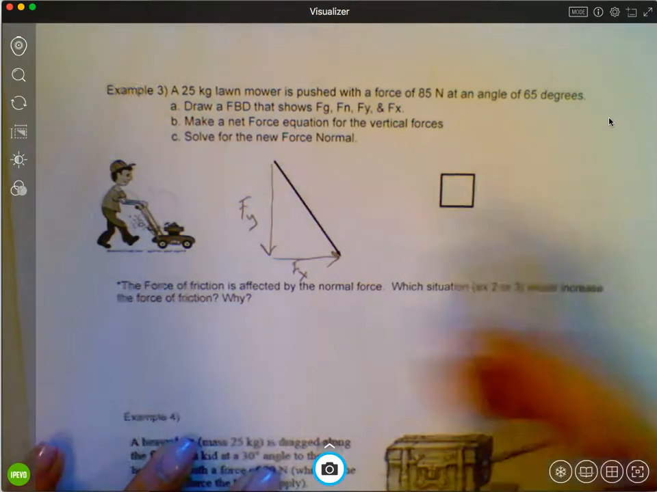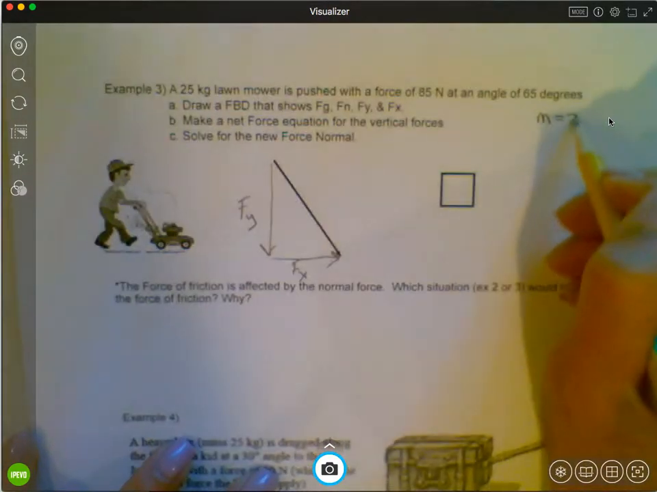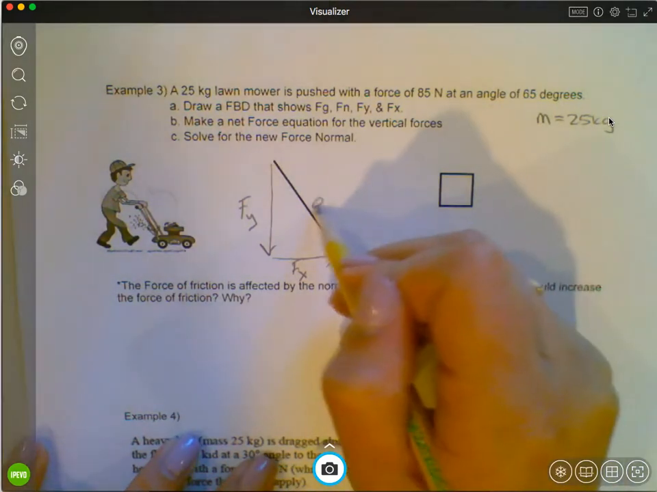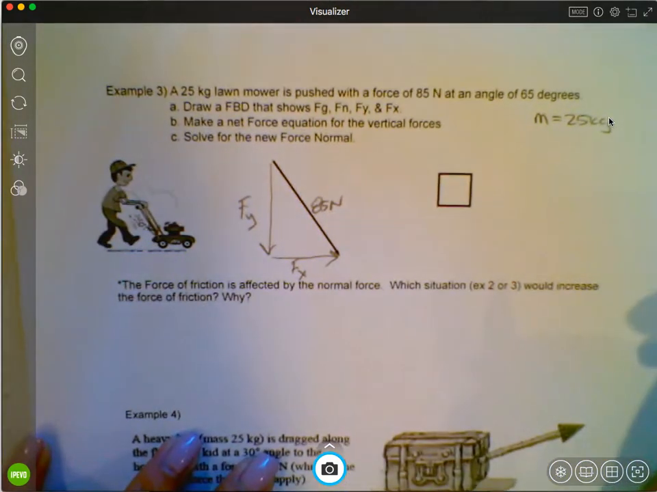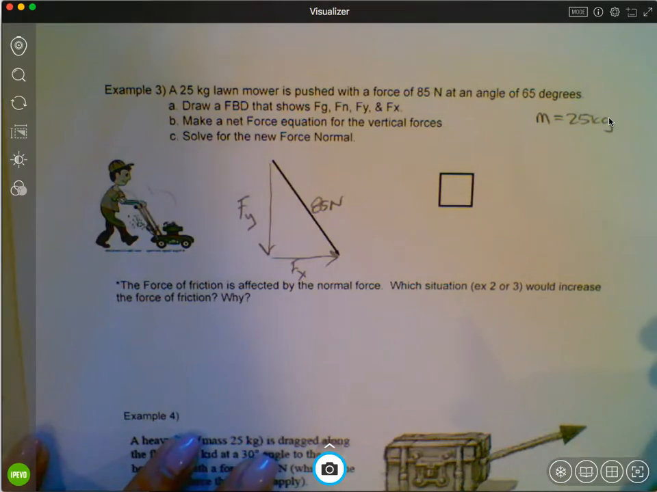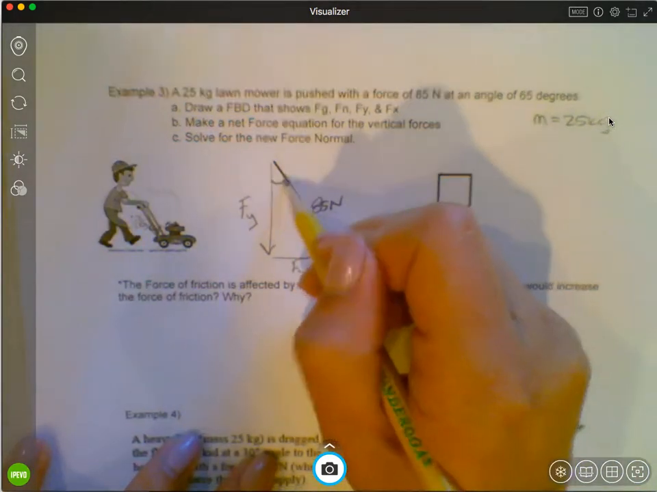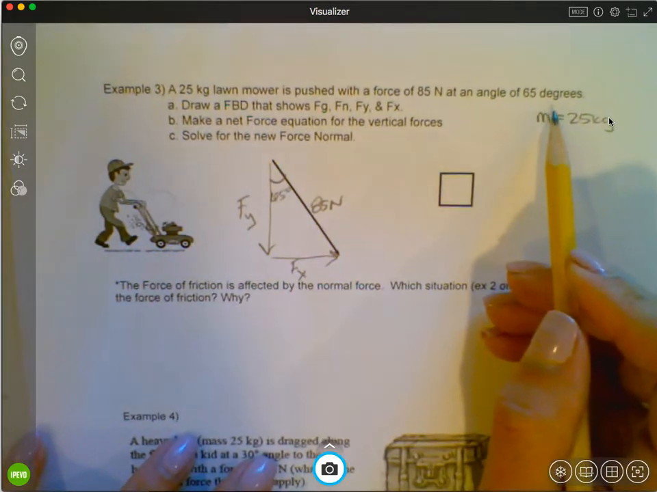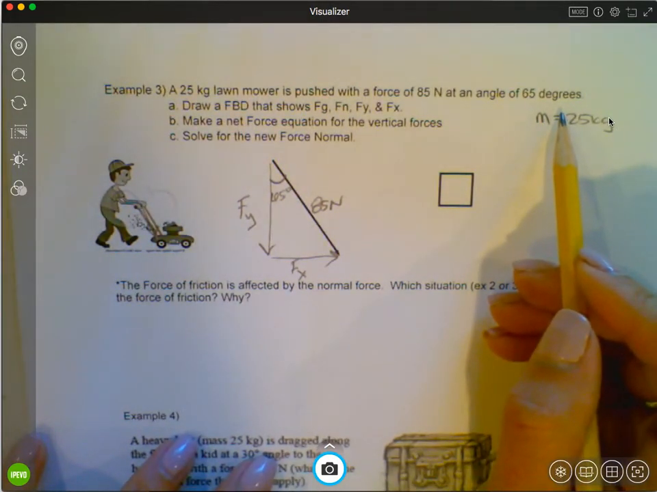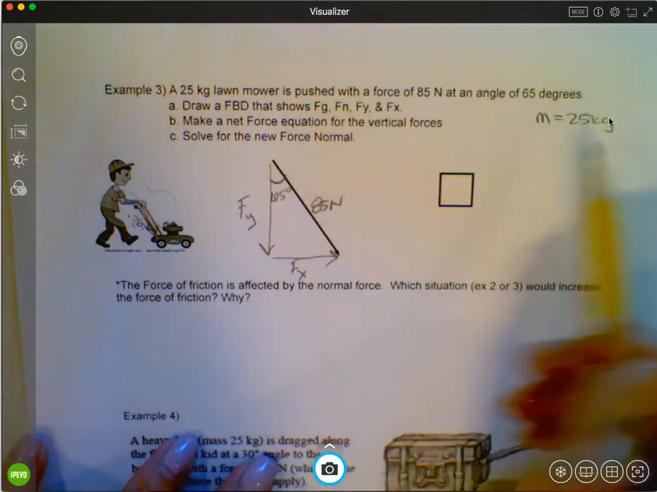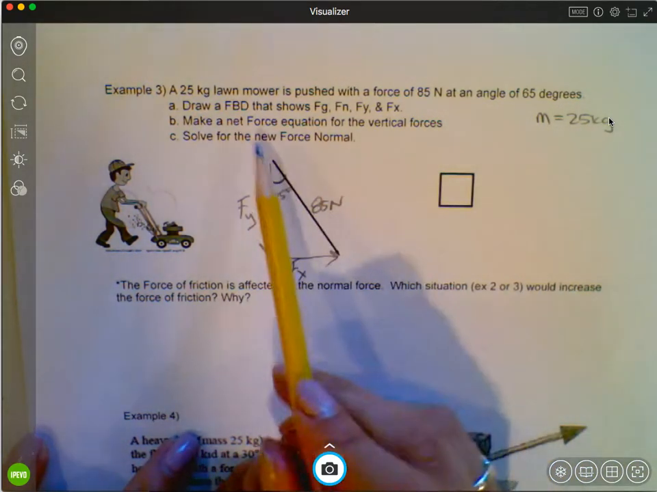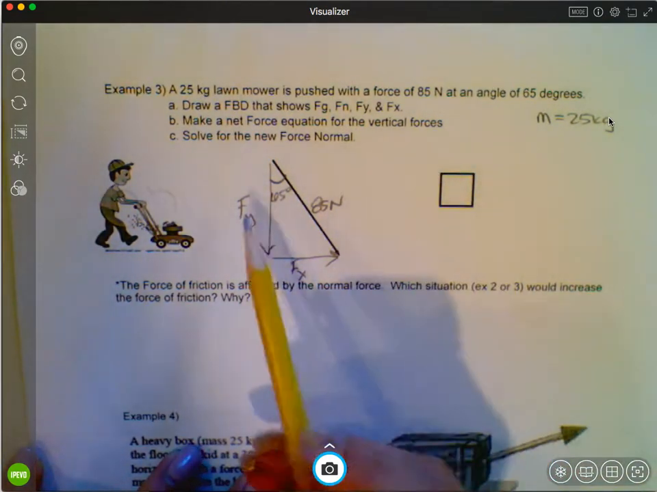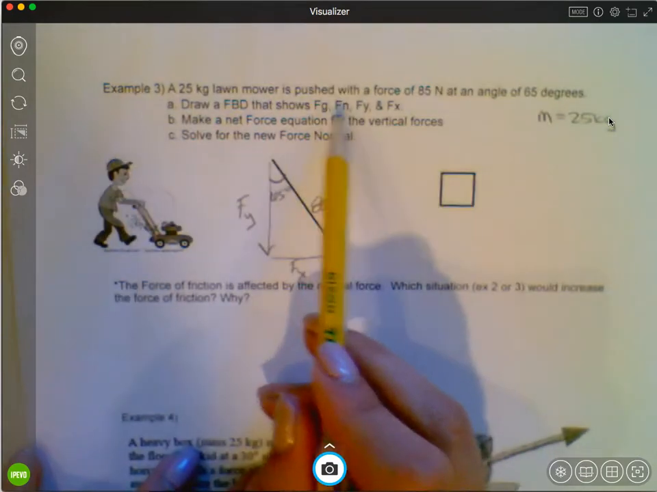Okay, so it says it's 25 kilograms, so let's write that down. And it's pushed with a force of 85 newtons at an angle of 65 degrees. Okay, I'm going to go ahead and assume that this is the 65 degrees. It should be more clear where the 65 degrees angle is, but for now, I'm just going to assume that it's there, okay? It's fine for the example. In your test, it would be more clear. All right, so draw a free body diagram that shows Fg, Fn, Fy, Fx.